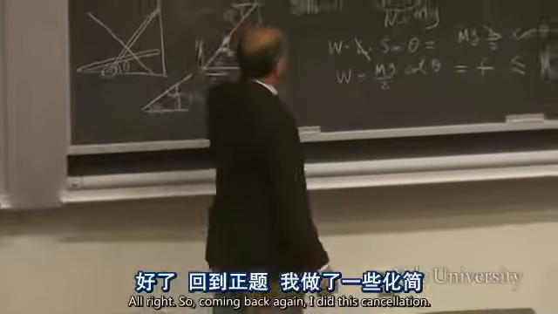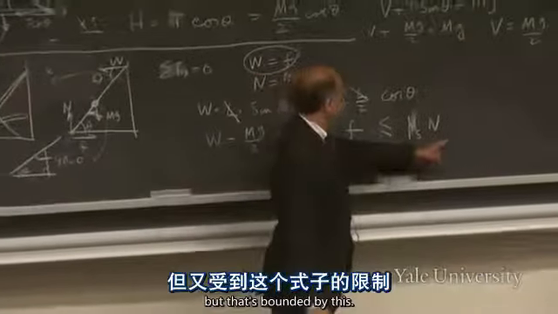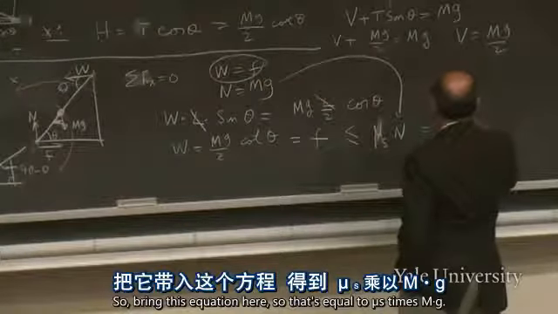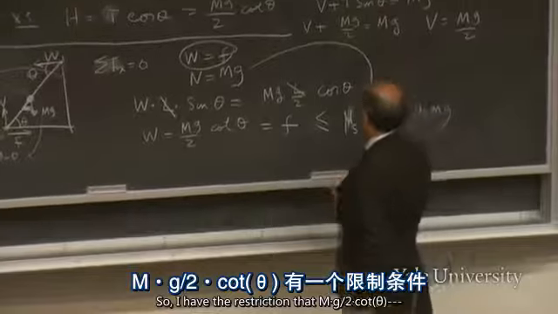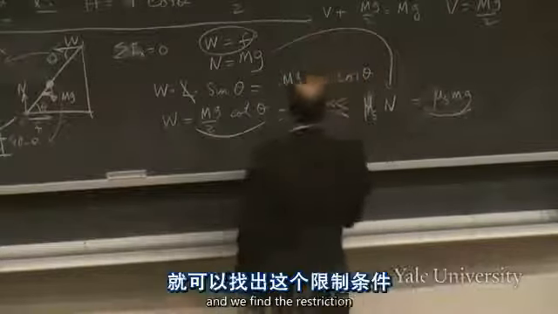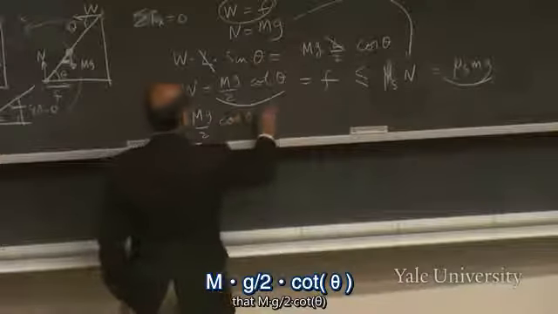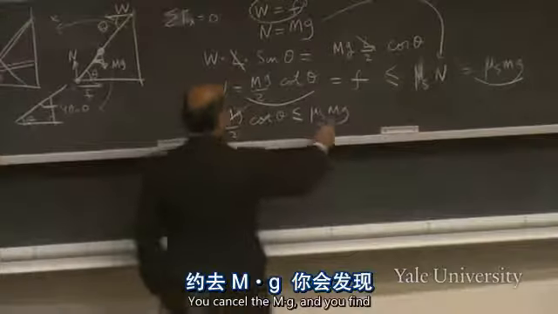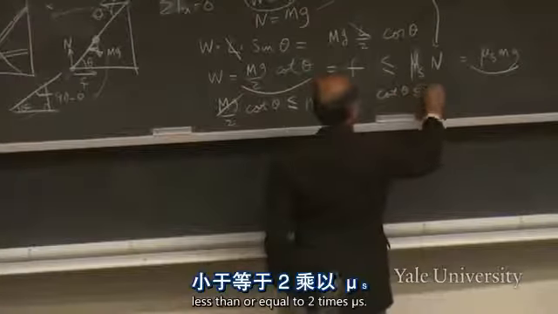All right, so coming back again, I did this cancellation. I got that to be equal to the force of friction, but that's bounded by this. But I know N equals mg, so bring this equation here. So that's equal to mu s times mg. So I have the restriction that mg over 2 cotangent theta, so let's compare that to that, and we find the restriction that mg over 2 cotangent theta is less than or equal to mu s times mg. You cancel the mg, and you find cotangent theta has to be less than or equal to 2 times mu s.